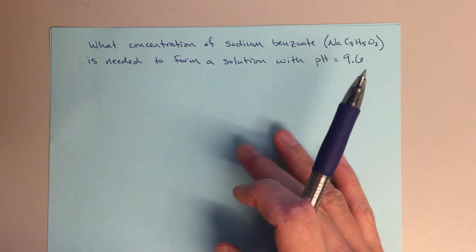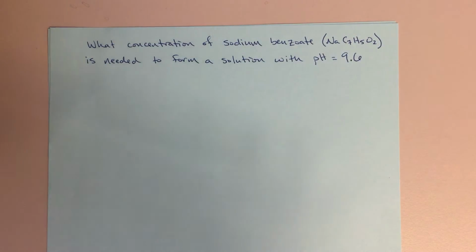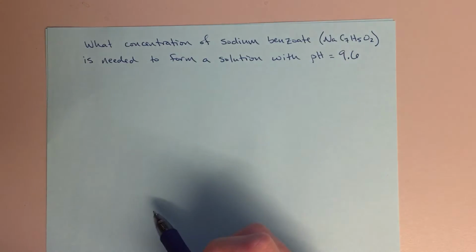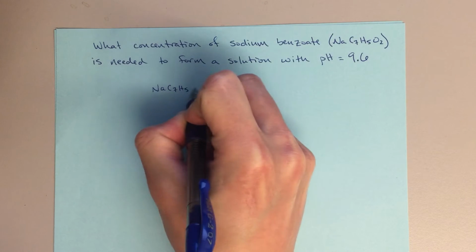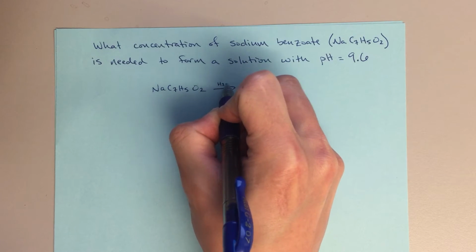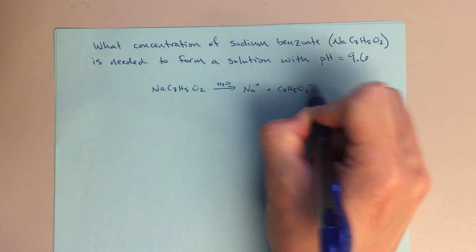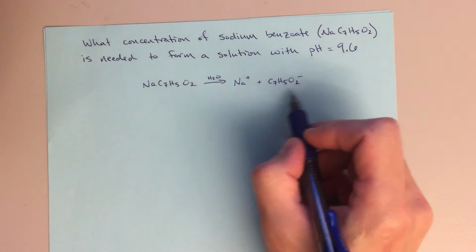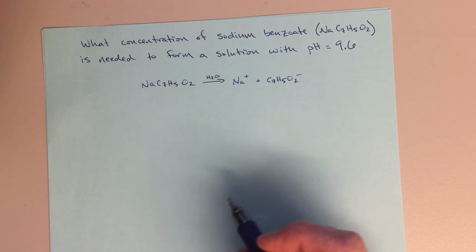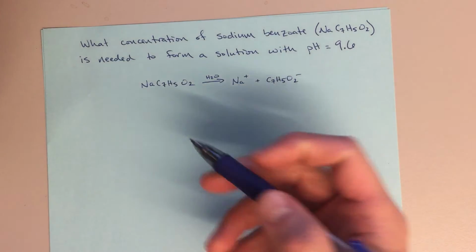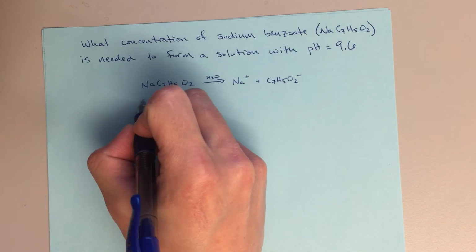So the question is, what concentration of sodium benzoate is needed to form a solution with pH equals 9.6? And right away, again, I'm seeing sodium benzoate. I'm thinking to myself, okay, that's a salt. If I put that in water, it's going to dissociate into Na+ and this benzoate minus. Again, the next thing I'm going to be thinking about is hydrolysis with water. Is either of these ions going to react with water? Sodium, again, hopefully we recognize that that's not going to react with water, but benzoate will.